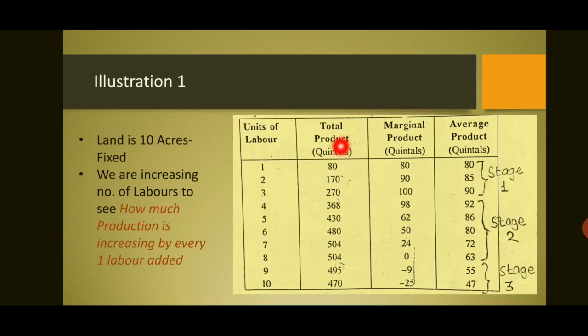Okay, so we are going to start with one labor. When we have one labor, we are producing 80 quintals.